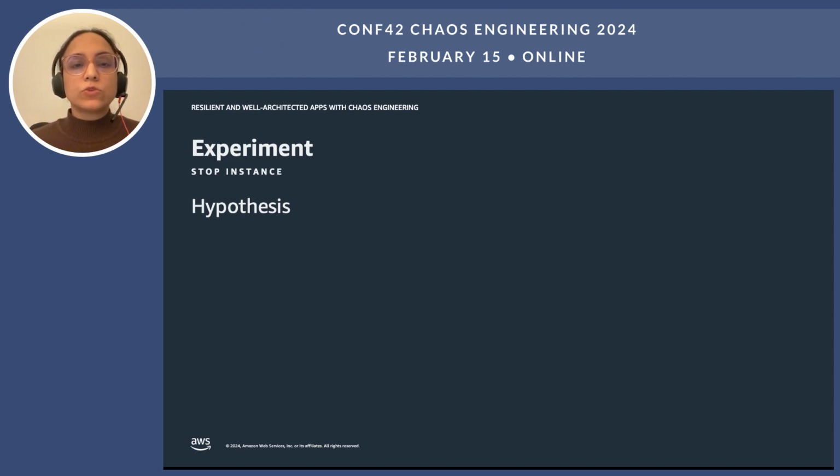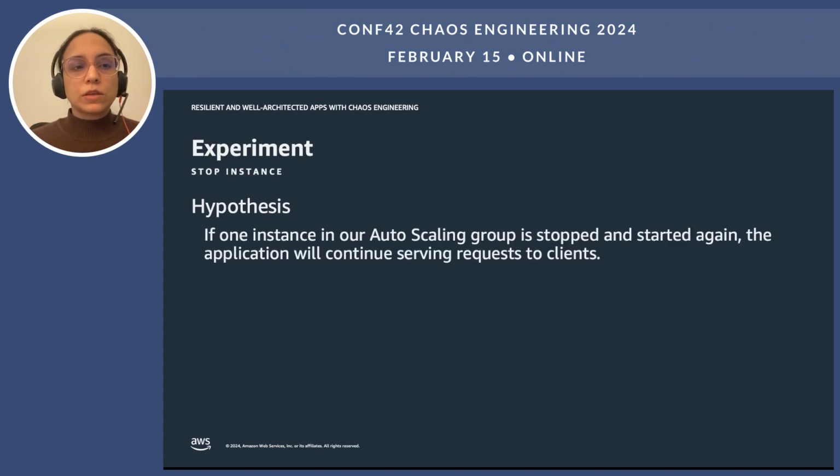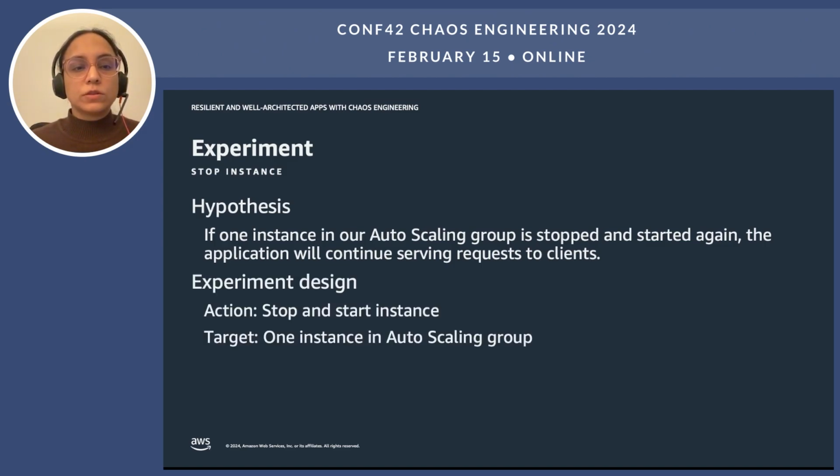The theory is that if one EC2 instance fails, the application load balancer will fail over and send traffic to the healthy ones. So the hypothesis is if one instance in our auto-scaling group is stopped and started again, the application will continue serving requests to clients. The action is stop and start instance, and the target now is one instance in the auto-scaling group.